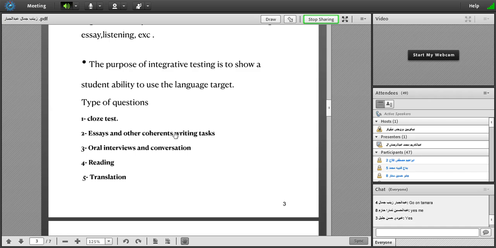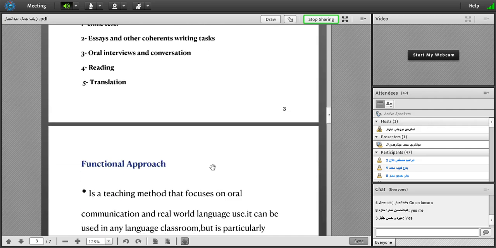Types of question. Number one, cloze test. Number two, essay and other coherent writing tasks. Number three, oral interviews and conversation. Number four, reading. Number five, translation.